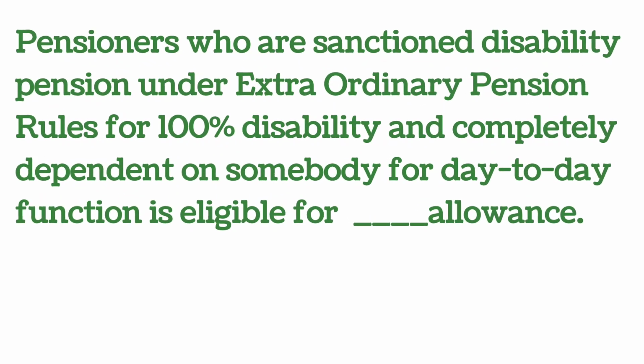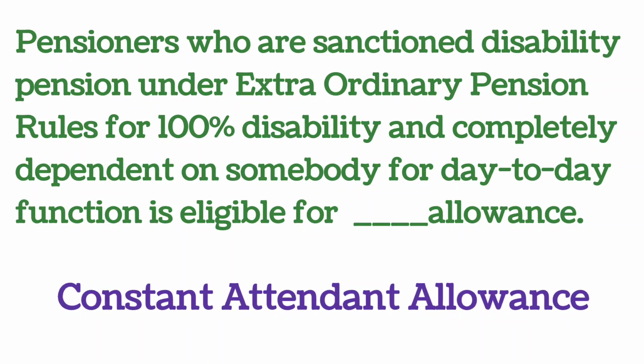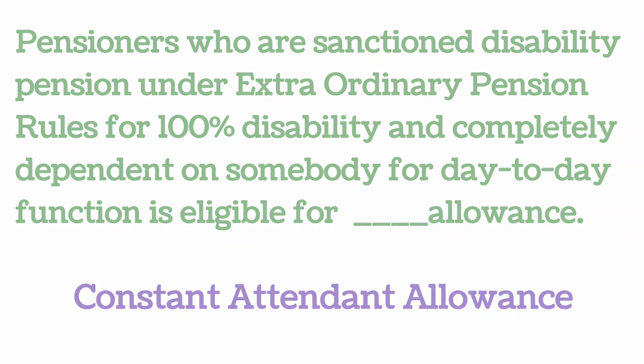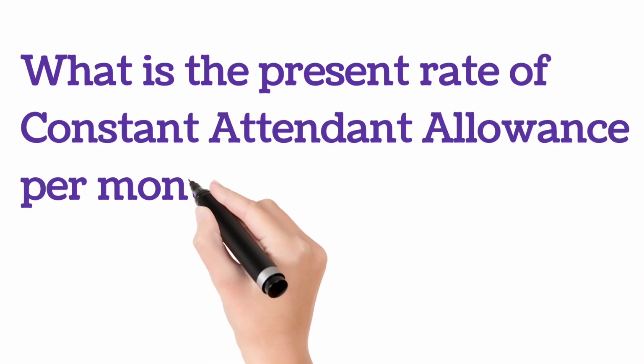Pensioners who are sanctioned disability pension under extraordinary pension rules for 100% disability and completely dependent on somebody for day-to-day function are eligible for dash allowance. Pensioners who are sanctioned disability pension under extraordinary pension rules for 100% disability and completely dependent on somebody for day-to-day function are eligible for constant attendant allowance. Constant attendant allowance. He needs one attendant constantly.